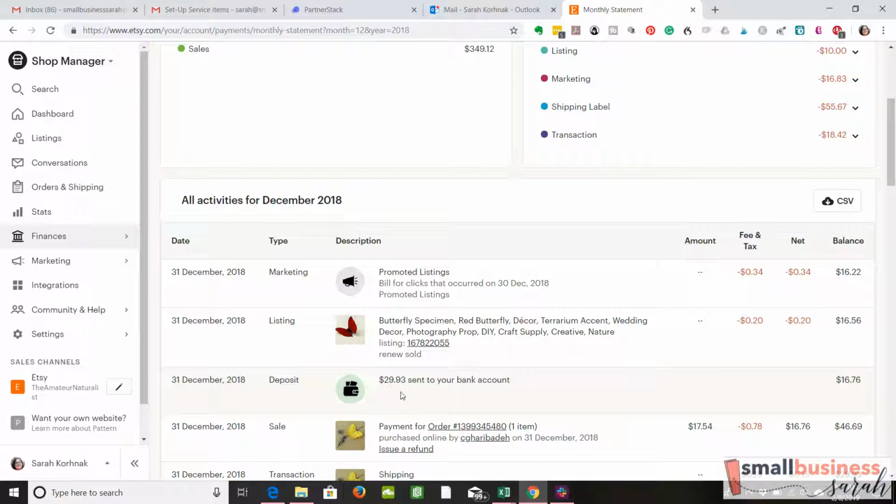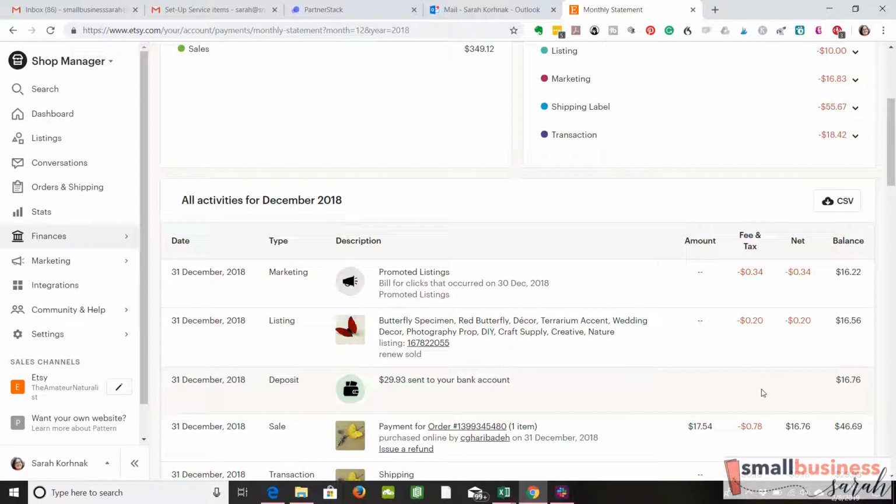Look right here. On December 31st, Etsy sent our bank account $29.93. But as of 12/31, that money has not arrived yet in our bank account. This is what we would call a deposit in transit. Although Etsy is saying, okay, we sent you the money, because it's so close to the end of the month, we're not going to see this money hit our bank account until January 2nd. So if we go with this amount as our ending Etsy Bank number, that's going to throw us off big time.